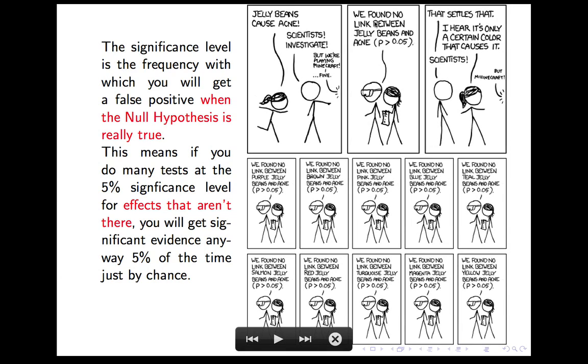And I want you to pay special attention to the second panel. It says, we found no link between jelly beans and acne, parentheses, p is greater than 0.05. That is a shorthand that is sometimes used in science. P means the p-value, and to say p is greater than 0.05 is saying we did a significance test at the 0.05 or 5% significance level. The p-value was greater, so we did not find significant evidence. So that's a shorthand for saying this data is not significant evidence that jelly beans are related to acne at the 5% significance level. Okay, so that's all set.